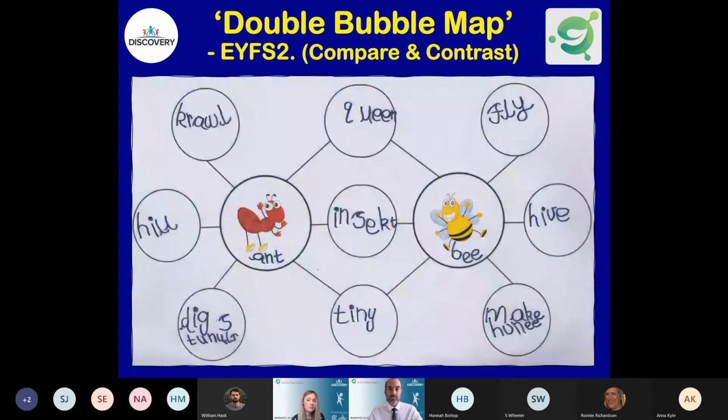So I'll just share some examples. Oh, I won't share examples. I'll go into double bubble maps. So double bubble maps is another great one. This is a way of comparing and contrasting different ideas.